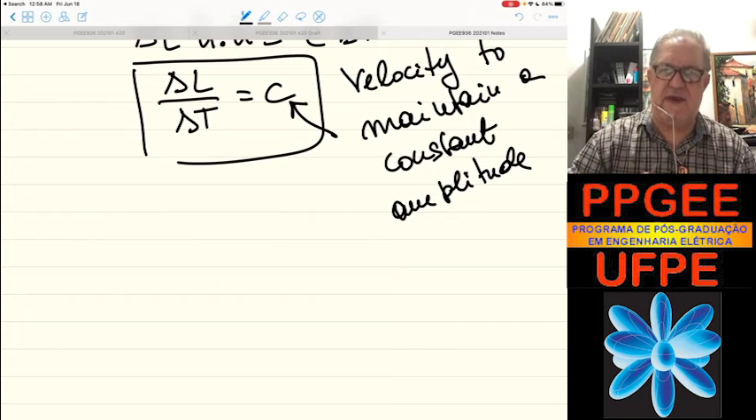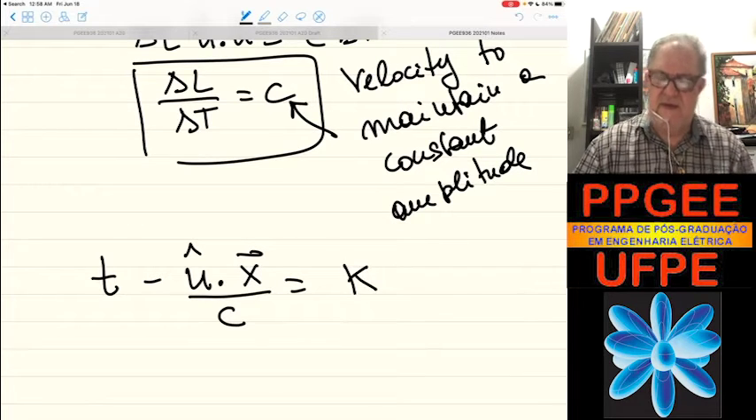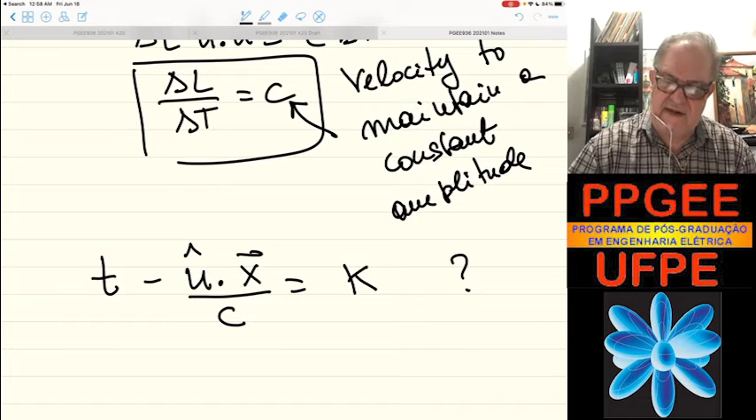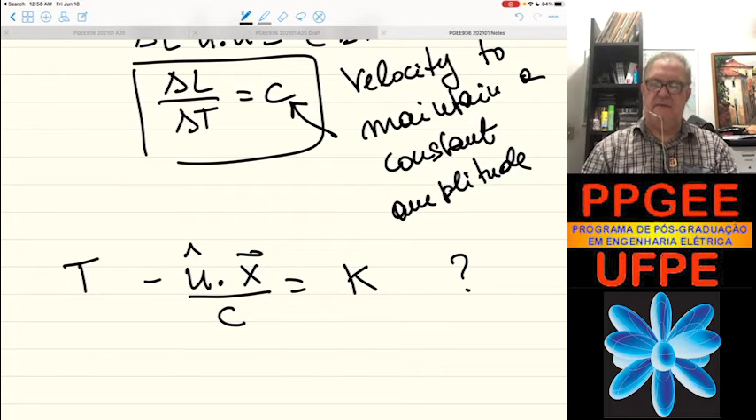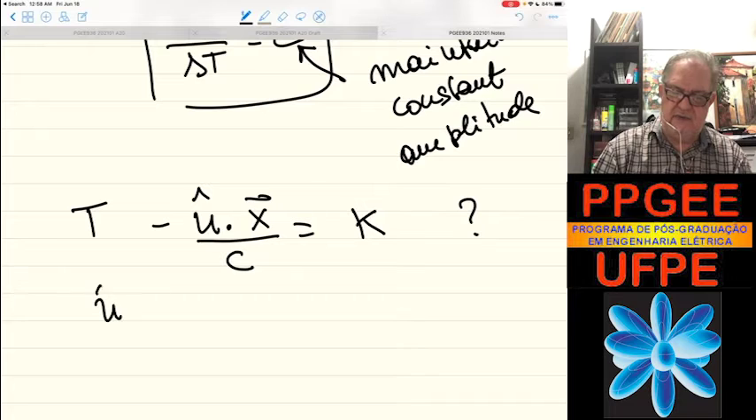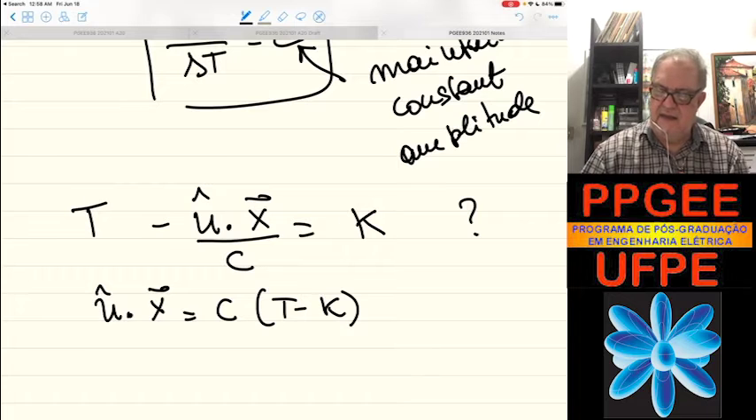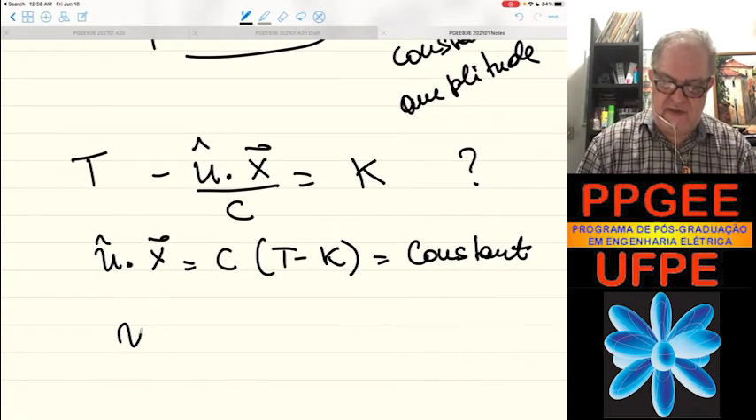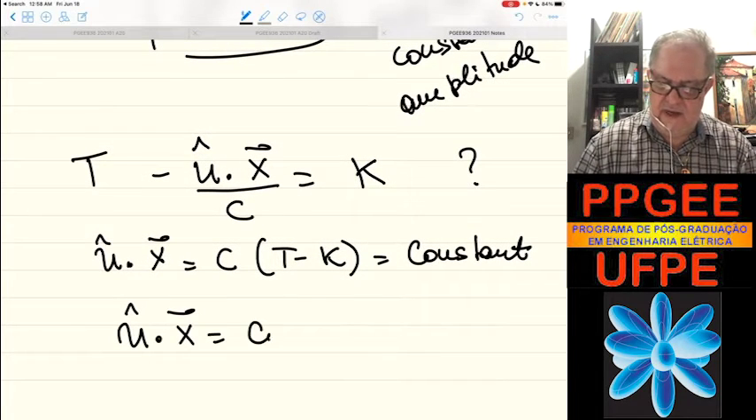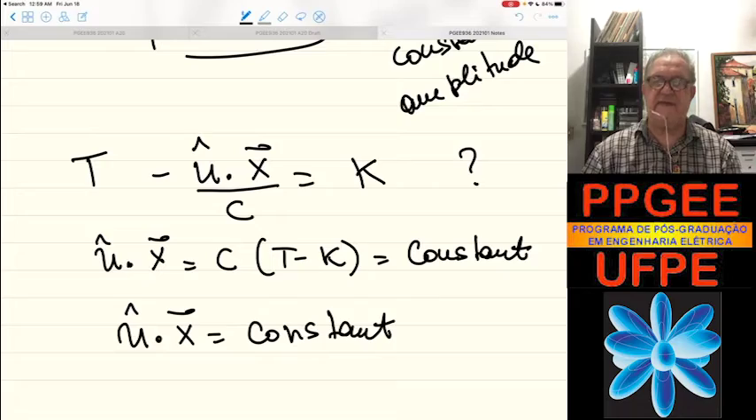Well, what's the locus of points? Let's go back to the original equation, right? t minus u dot x over c equals a constant. What is this, at a given time? Well, let's put this equation like this: u dot x equals c times t minus k. It's a constant. So the equation of the surface is u dot x equals a constant. What type of surface has this property?